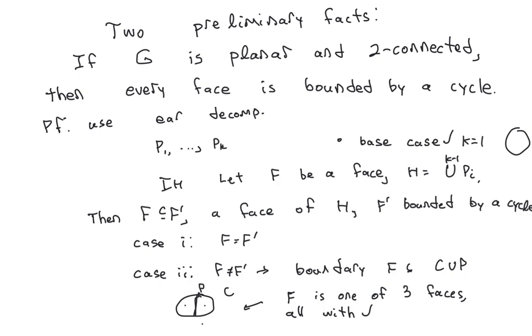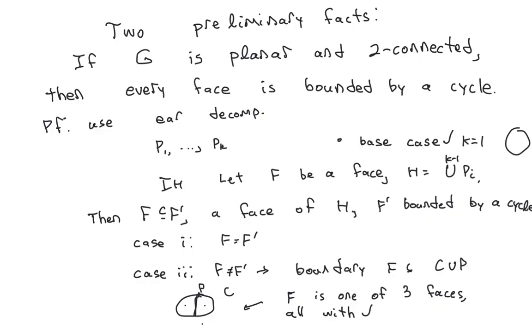And so how do we prove this result? Well, two connected graphs have ear decompositions. So take an ear decomposition of your graph. The base case, you only have a cycle. P1 is a cycle. Clearly, there's exactly two faces in that drawing, and both of them are bounded by the entire graph.